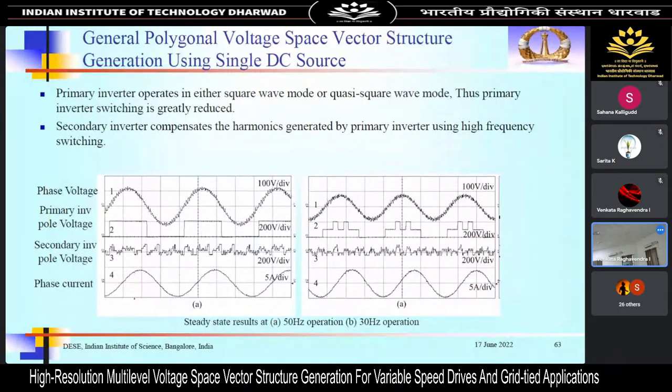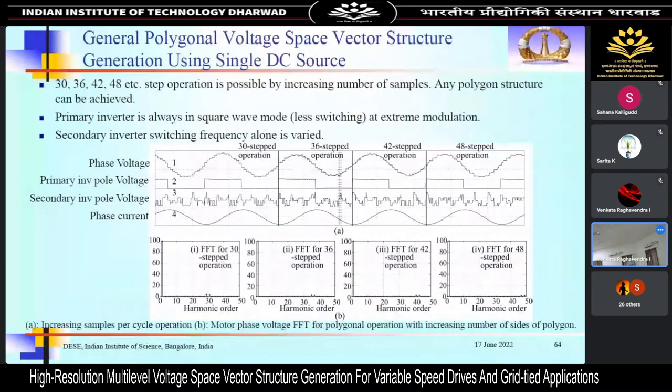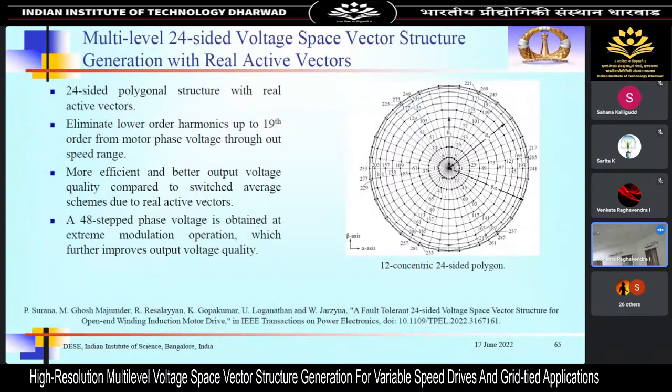So that any step waveform, any changing polygonal structure of waveform, are you getting? That's the idea. And with a single DC, this is the multilevel structure needed. A 24-sided multilevel structure. Even this one is a different one. So this is the one. Now, then we thought, see, one 24-sided structure we have generated with the IP problem.